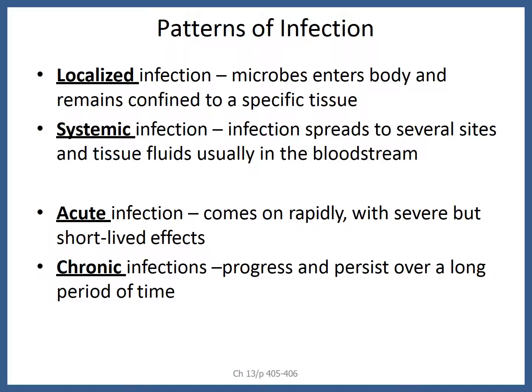Whereas a chronic infection is going to progress and persist over a long period of time. You can also talk about acute and chronic in terms of other types of diseases. For example, even though it's not an example of a bacterial infection, a disease that would be chronic would be something like diabetes. It's something that people will have for a long period of time and manage it, as opposed to something that is short-lived.